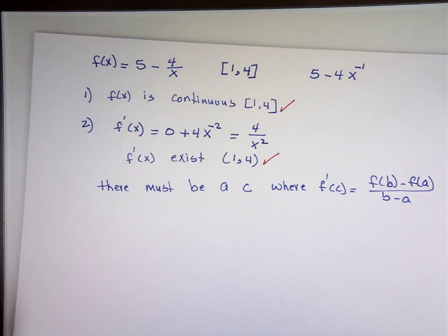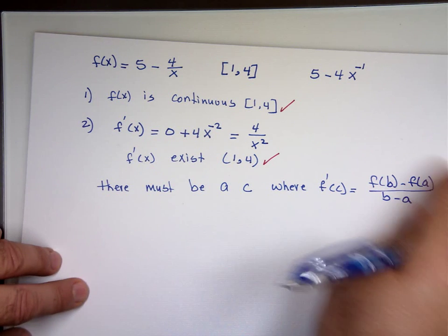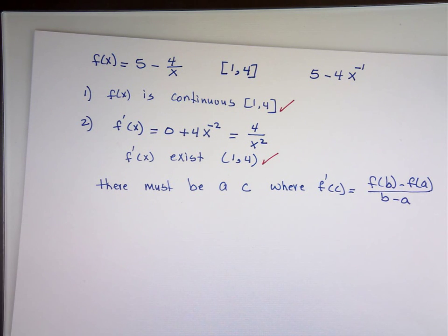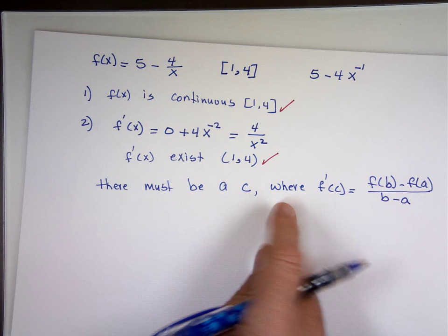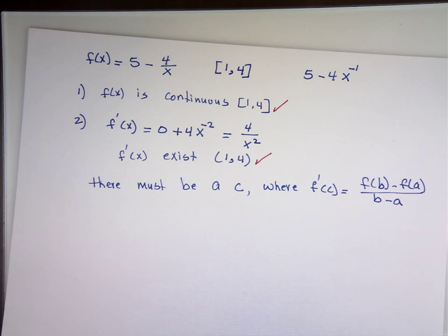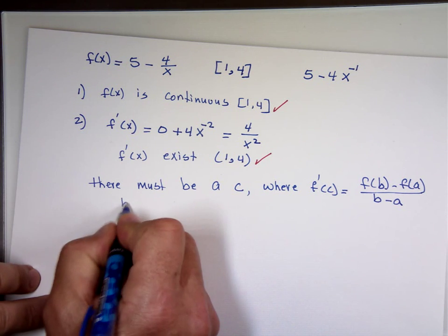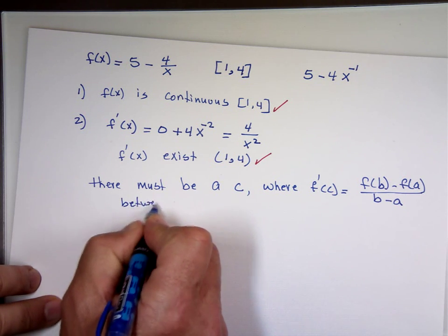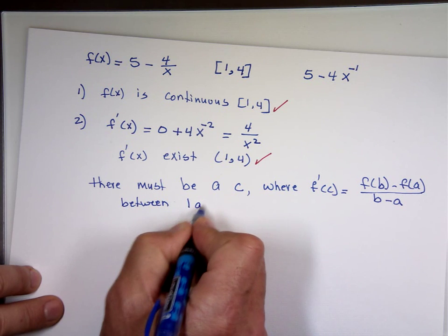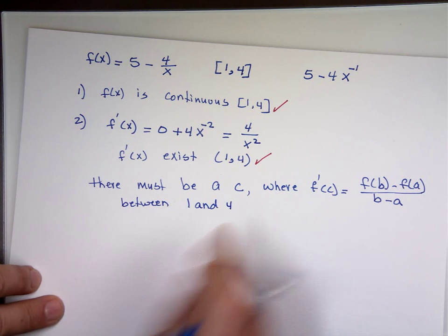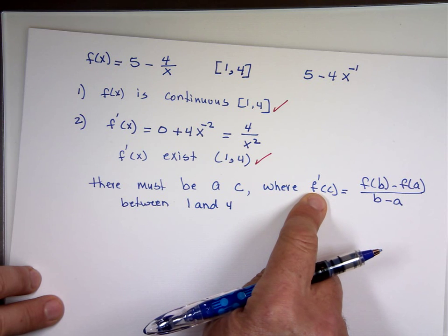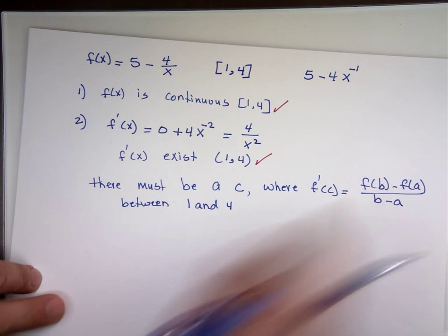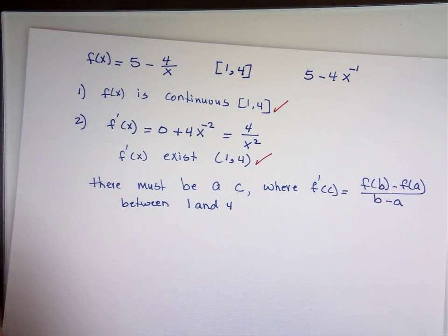So let's find the answer to this and see what the derivative is. This has to be a value c where the derivative of that value equals to that, between the 1 and the 4. I show you that between the 1 and 4, where the derivative of that is equal to that number. Well, let's see what that number is equal to. What is this equal to?